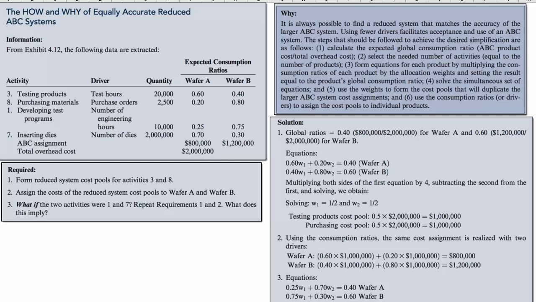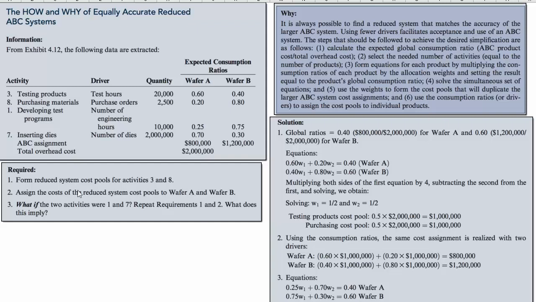Okay, the purpose of this video is to use the example in our Cornerstones 4th Edition cost accounting textbook to explain this statement, or at least to illustrate it: why we can reduce ABC systems and reduce the number of cost pools and they can still be effective. Here's what it says: it's always possible to find a reduced system that matches the accuracy of a larger ABC system, and we can do this by reducing the number of cost pools.